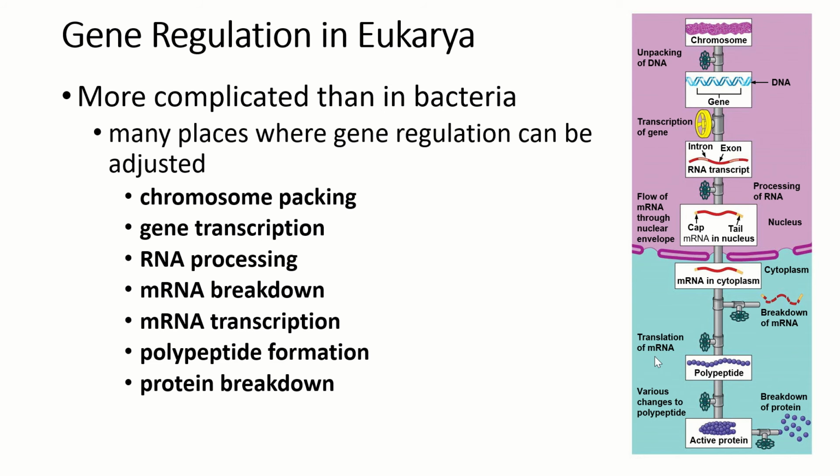So in this, we are going to just sort of go briefly through a bunch of these mechanisms for gene regulation. And I want you to think of it as a plumbing system. And each of these places where genes can be regulated is a valve that can essentially turn the flow of the protein on or off. So we're going to go through all of these mechanisms: chromosome packing, gene transcription, RNA processing, mRNA breakdown and translation, and polypeptide formation and protein breakdown. Some of this you actually already know. We're going to talk about it a little differently.